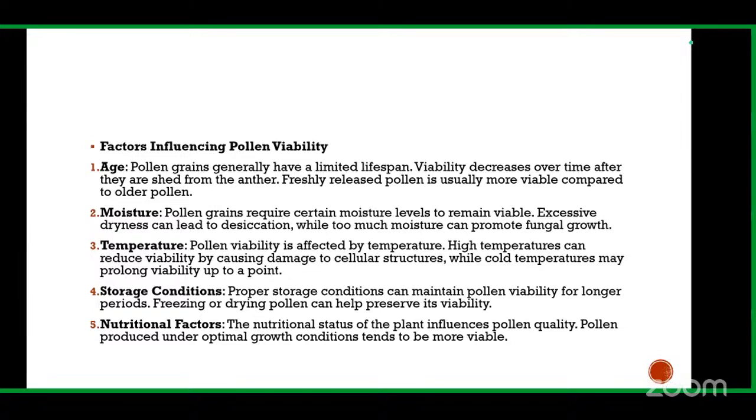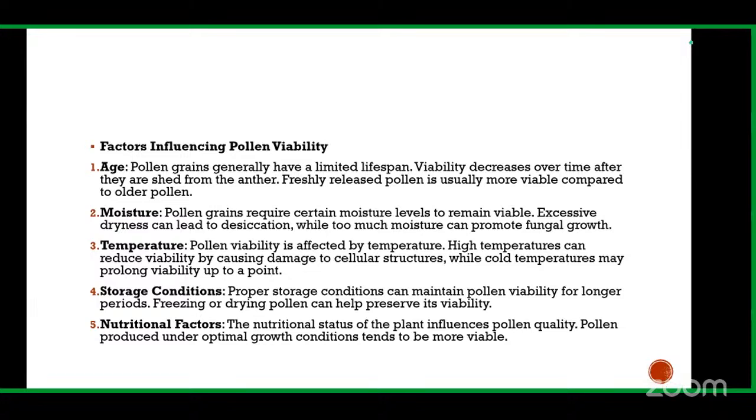Okay, next is the moisture. Pollen grains require a certain moisture level to remain viable, and excessive dryness can lead to desiccation, while too much moisture can also promote fungal growth. Look, it must be in optimal condition. We don't need too much dry pollen because it might lead to desiccation and degradation, while too much moisture can also promote fungal growth. It will give an environment to the fungi. So moisture is an important factor for pollen viability.